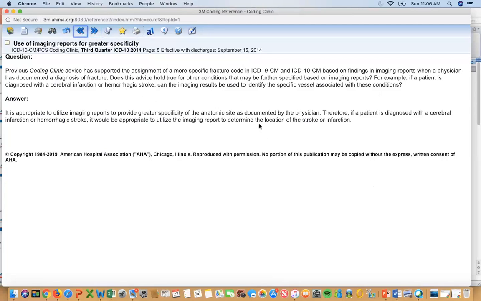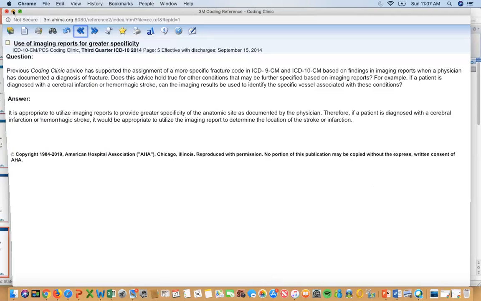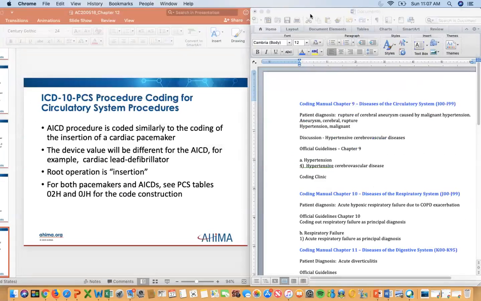So as I just stated, if your imaging report is more specific than the unspecified code that we found, then you are able to utilize the imaging report to document the stroke or that infarct. So that is actually how you use your AHA Coding Clinic. Kind of cool. I love it. Nothing like having all the resources in the world. Okay, so, and you can do that for each one of those if you have access to a 3M encoder in any of your classes.